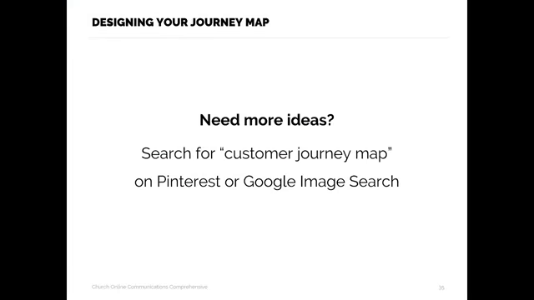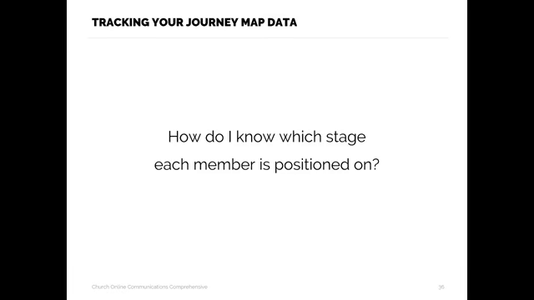Okay, let's get into the nitty-gritty a little bit now. So how do you actually track this? Basically, to answer the question, how do I know which stage each member is positioned on? And that gets a little bit more difficult as you start thinking, okay, this all makes sense, but how do I know who is doing each of these things? Well, my recommendation for that, and there's a number of different ways that are manual, but from a data standpoint and tracking this, I go back to church management software.